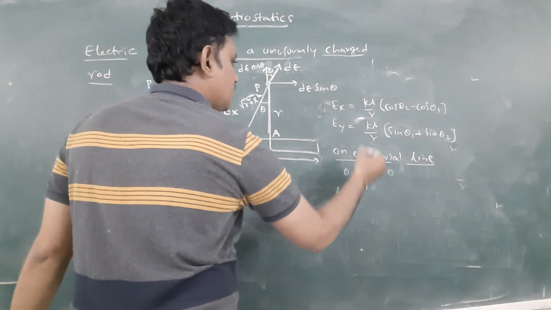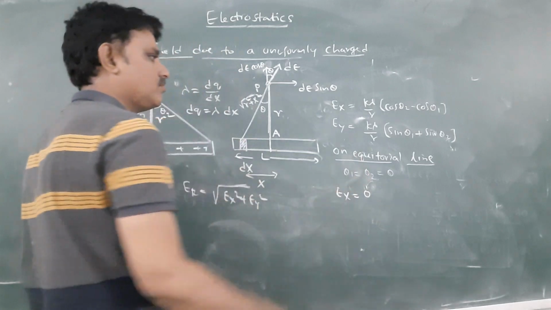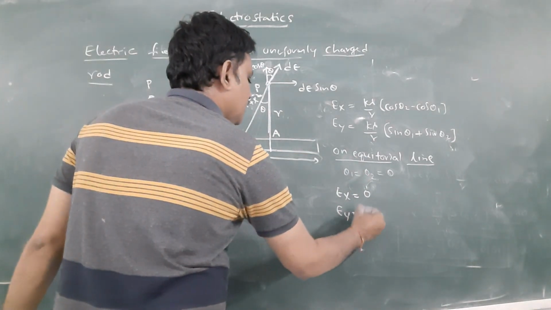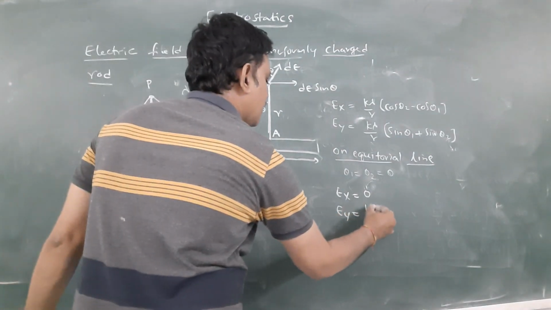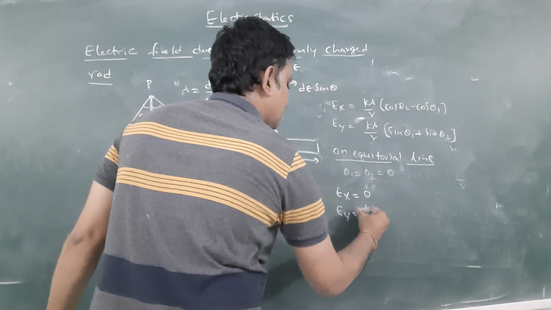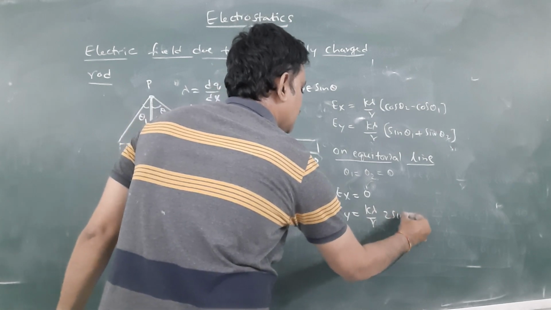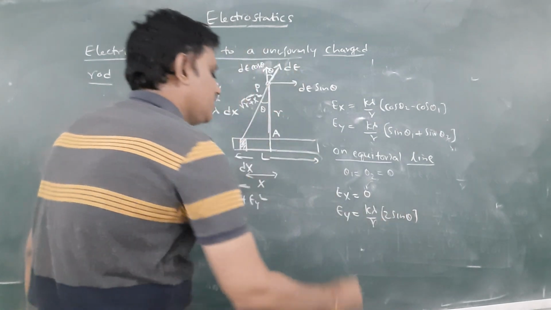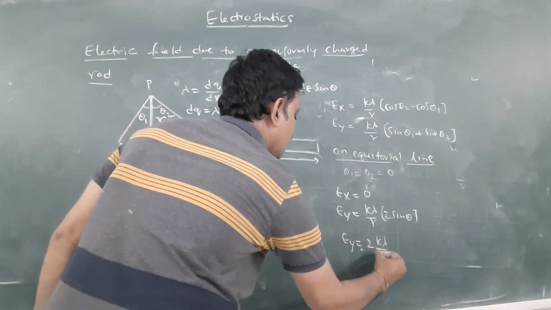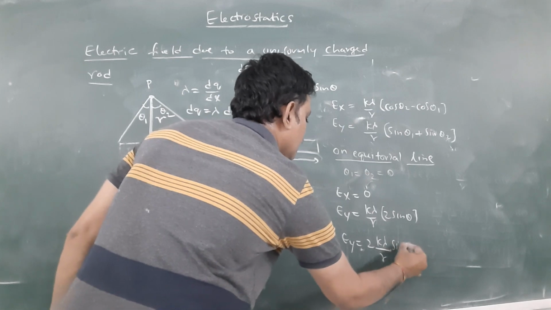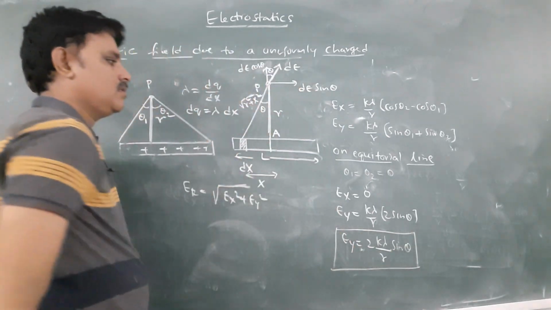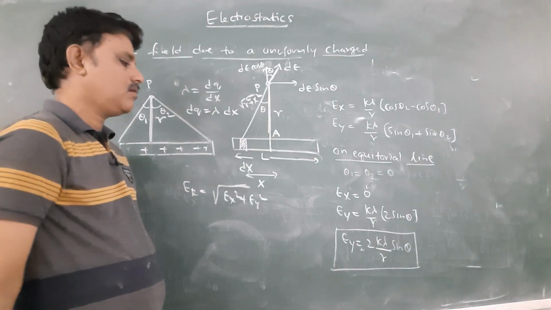So Ex is equal to 0, because cos theta 1 minus cos theta 1 is 0. And Ey is equal to k lambda by r into sin theta 1 plus sin theta 1, that is 2 sin theta. So Ey is equal to 2 k lambda by r into sin theta. This is the electric field along y direction.